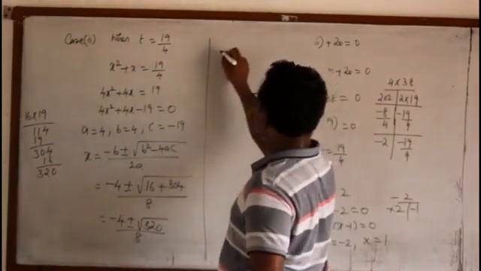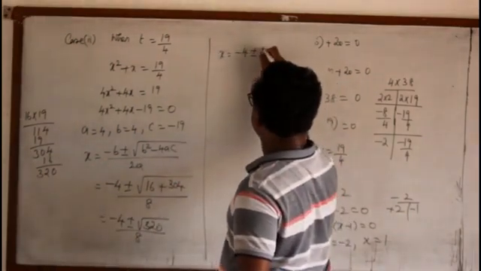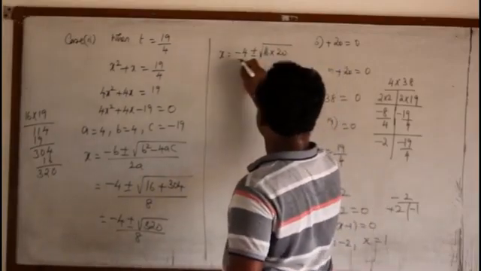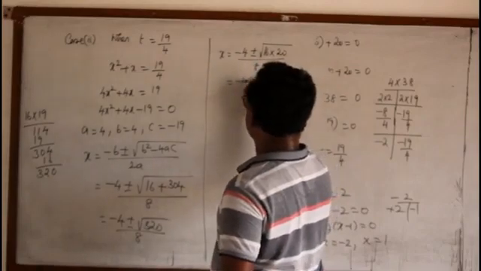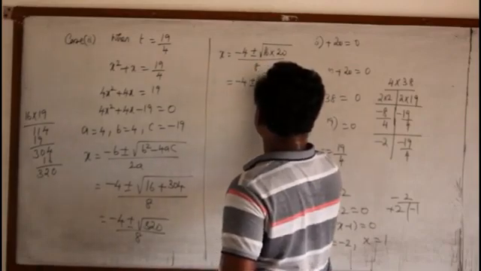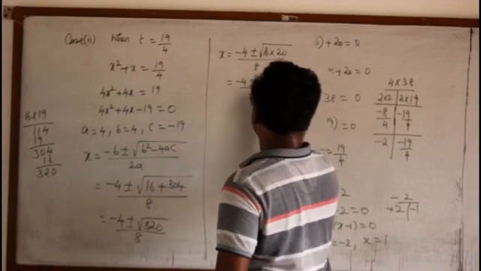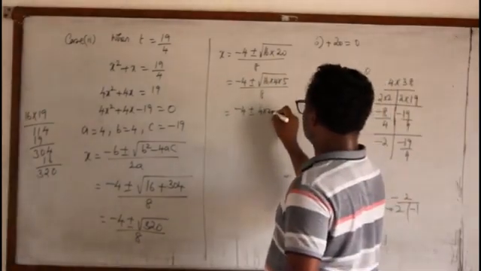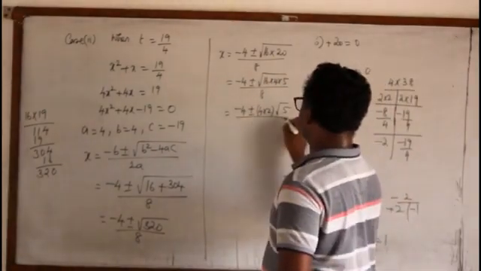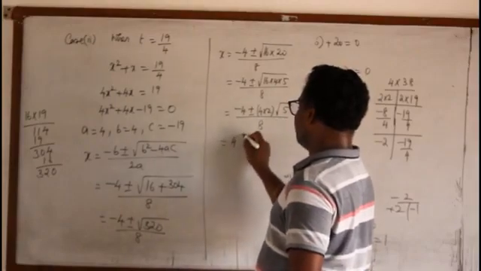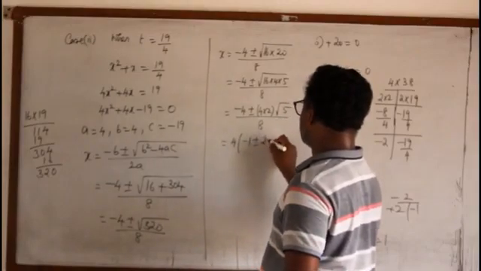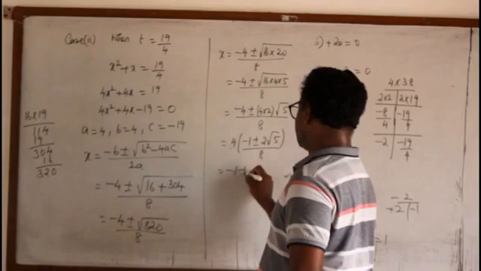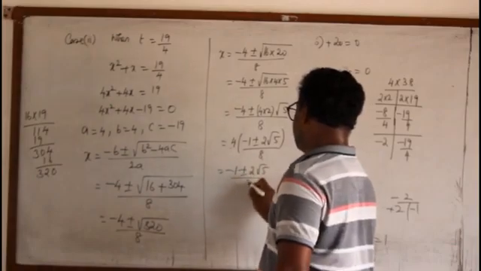This can be x equal to minus 4 plus or minus root of 320, which is 16 into 20, by 8. Again minus 4 plus or minus root of 16 into 4 into 5 by 8. It is minus 4 plus or minus 4 into 2 into root 5 by 8. When 4 is common, it is minus 1 plus or minus 2 root 5 by 8. 4 and 8 cancel, minus 1 plus or minus 2 root 5 by 2.